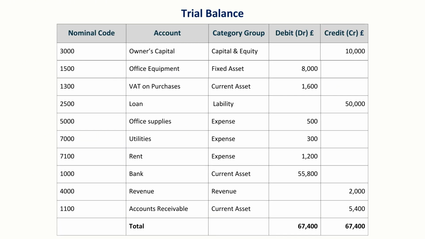Now that we've balanced the accounts, we can take the closing balances and record them in a trial balance. The trial balance shows all the account balances at a point in time. In this case, after we've balanced the bank account.